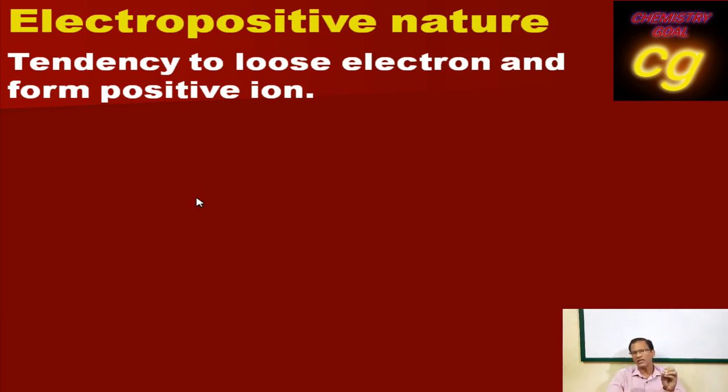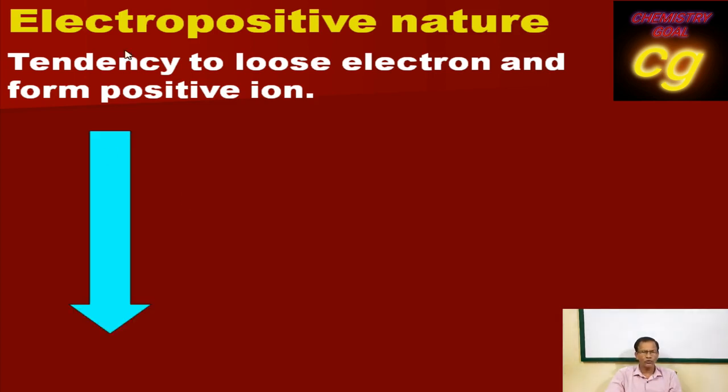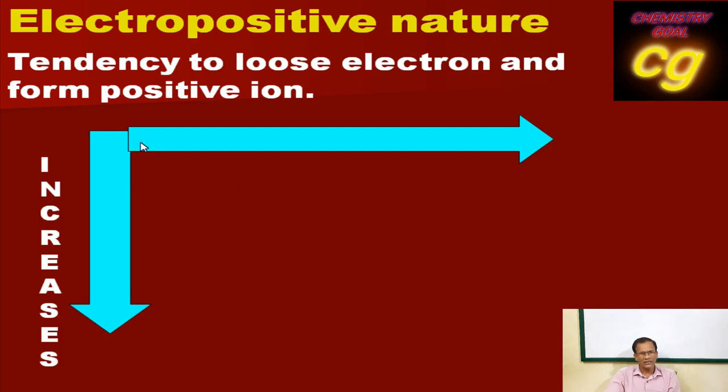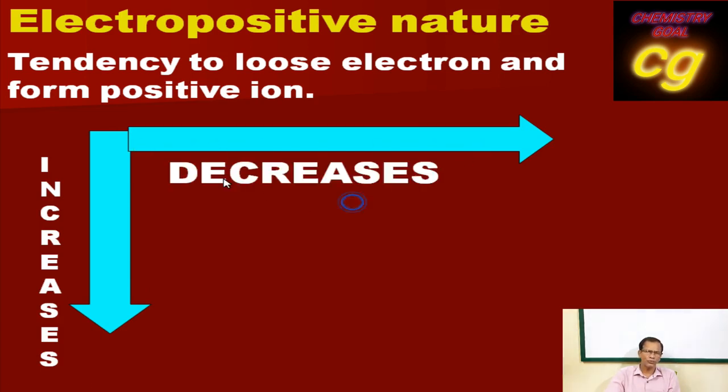It is almost, we can say, metallic character. More metallic character, more electropositive character. If you remember this trend, it will be better for you. So along the group, as metallic character increases, electropositive character increases. Along the period, as metallic character decreases, electropositive character decreases.